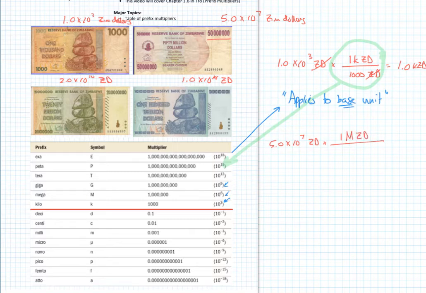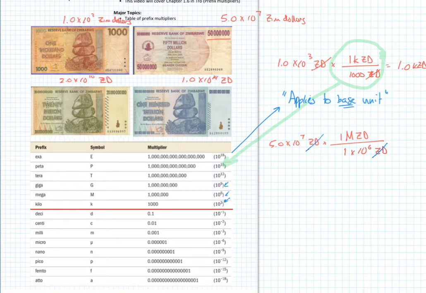Why am I using a capital? Well, that's what the symbol is. Capital M means mega. Okay, little m means milli. So we want to use a capital M here. So 1 mega Zim dollar for every 10 to the 6. So it's every 1 times 10 to the 6th Zim dollars.